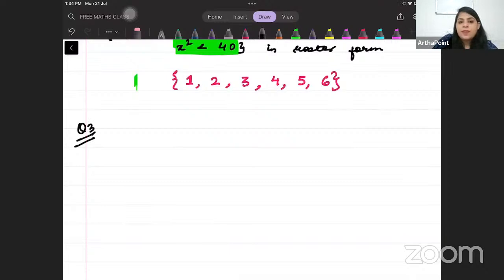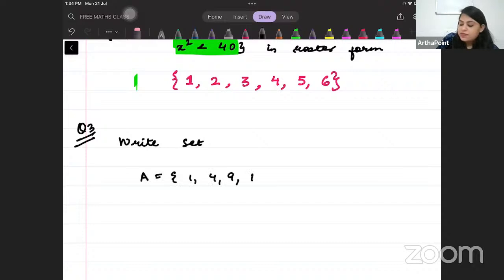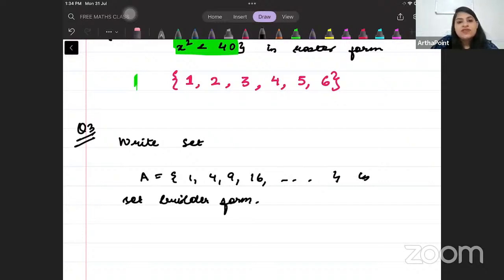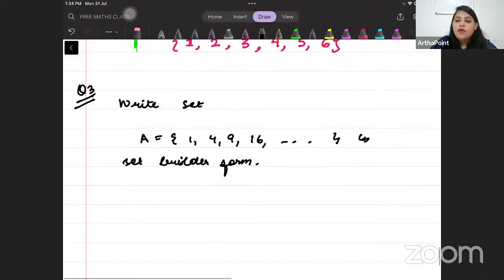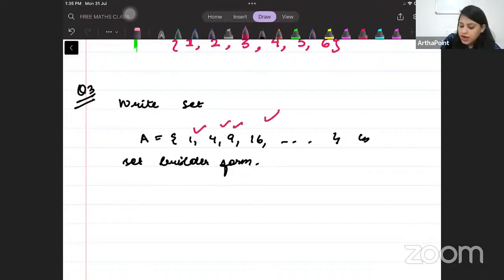Question number 3. Write the set A equal to 1, 4, 9, 16 in set builder form. So what are we saying? We need to write 1, 4, 9, 16, 25 and so on in the set builder form. But clearly, this is just the square of natural numbers, right? So I can say A is what?